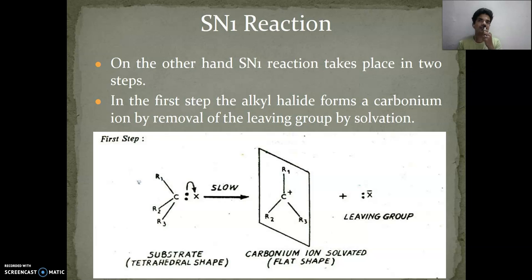The next reaction is the SN1 reaction. On the other hand, the SN1 reaction takes place in two steps. In the first step, the alkyl halide forms the carbonium ion by removal of the leaving group by solvation. The substrate has a tetrahedral shape. It is a slow step, in which removal of the leaving group, that is the halide, takes place. So a carbonium ion first forms. The first step is formation of the carbonium ion. It is flat in shape.